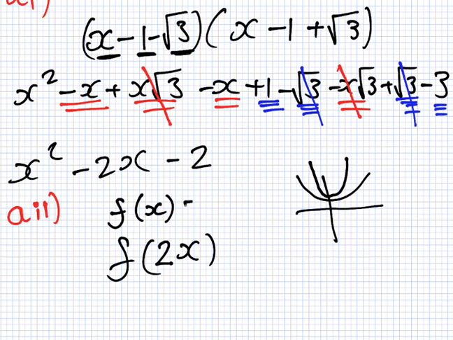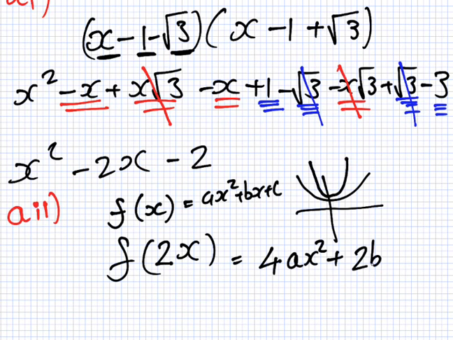Now, the only thing is, they actually say what f of x equals. It's ax squared plus bx plus c. So they want to know, what does this equal? Well, what is x being replaced by? 2x, isn't it? So this would be 4ax squared plus 2bx plus c.